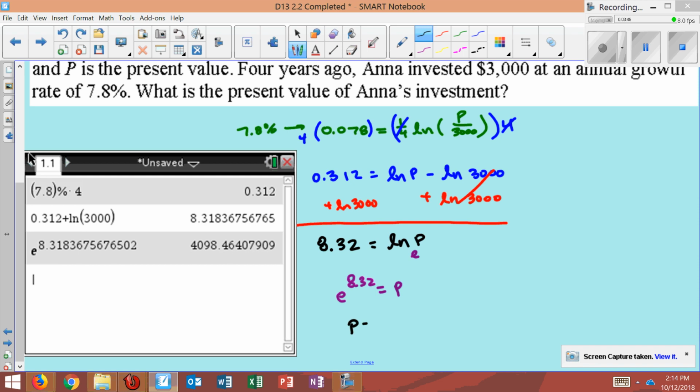So we have here P equals $4,098.46, and since this is money, we round to the nearest hundredth. This should be my answer here.